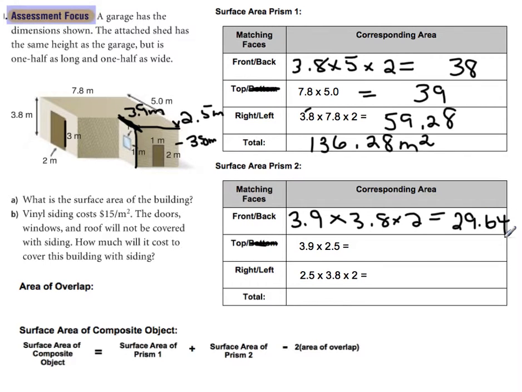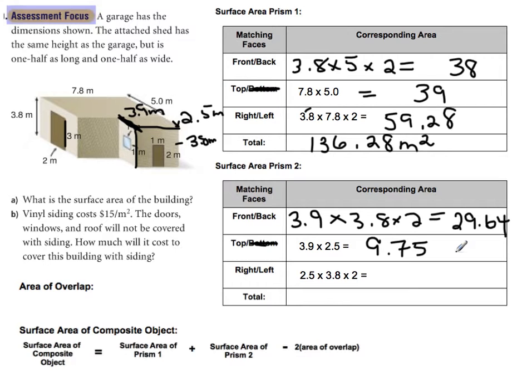I'm just going to double check it again. Always do your calculations twice. Good. I got the same thing. 3.9 times 2.5, I got 9.75. I'm going to do it again. Make sure I got it correct. Yep, I got the exact same answer.